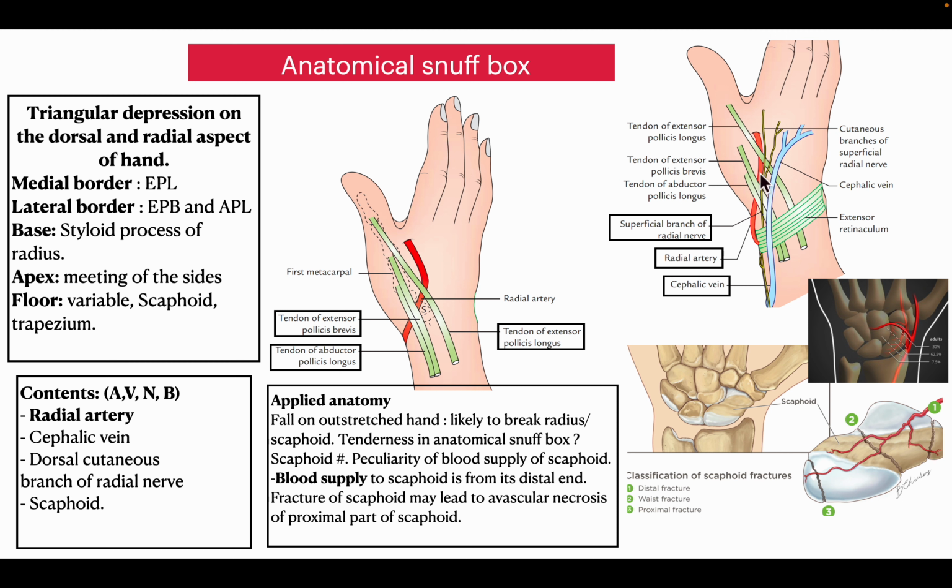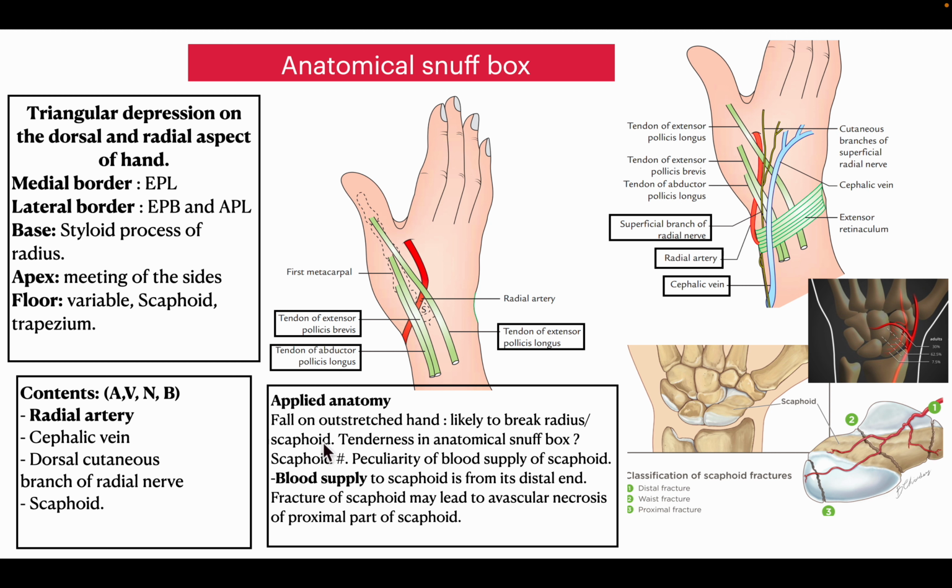But the major content is the radial artery, and the superficial contents are the cephalic vein, the dorsal cutaneous branch of the radial nerve, and the scaphoid bone. Let's know the applied anatomy related to the anatomical snuff box. A fall on the outstretched hand is likely to break the radius and the scaphoid bone.